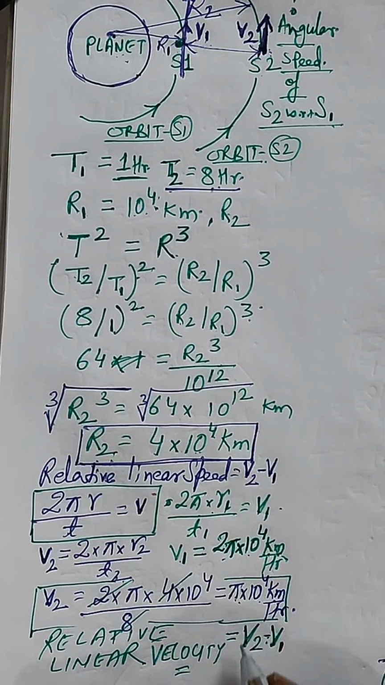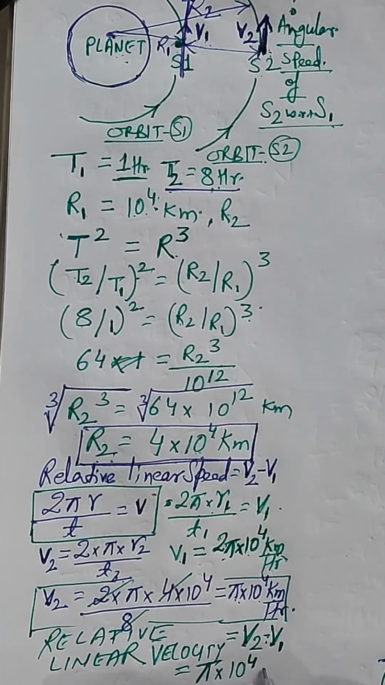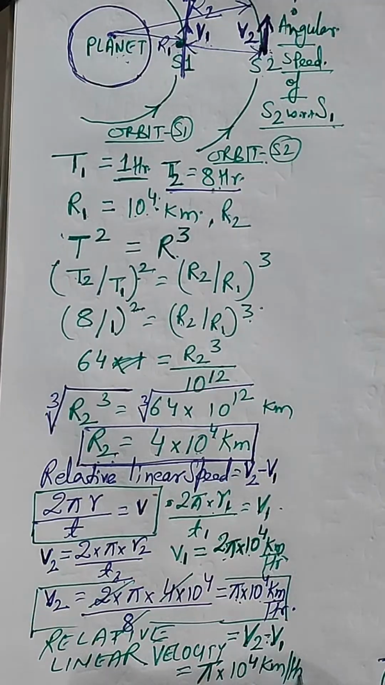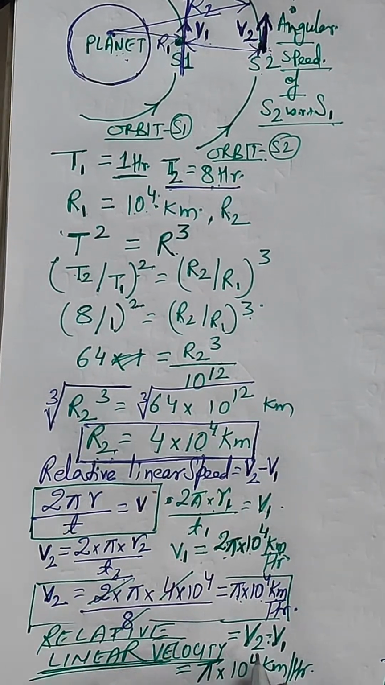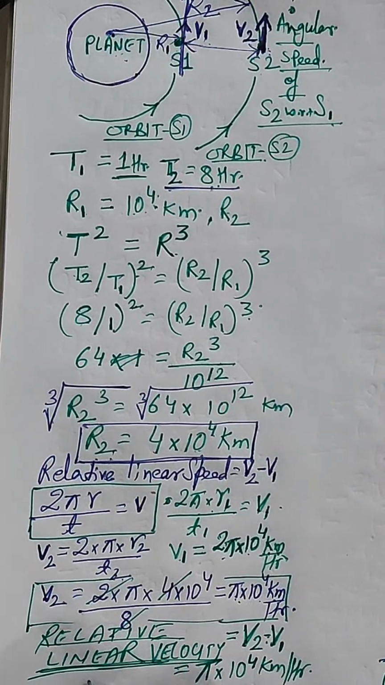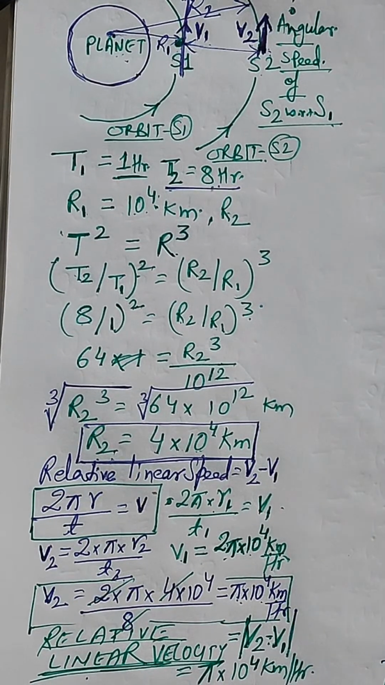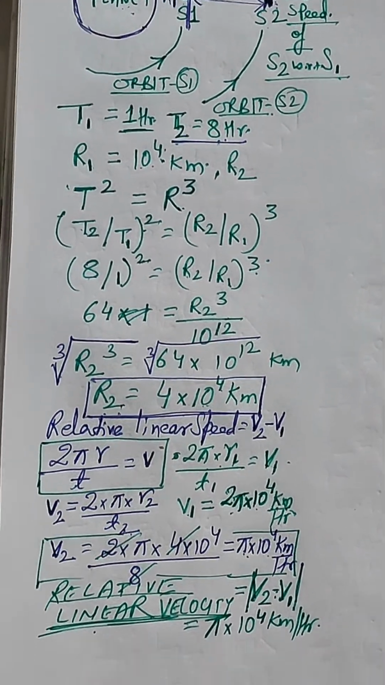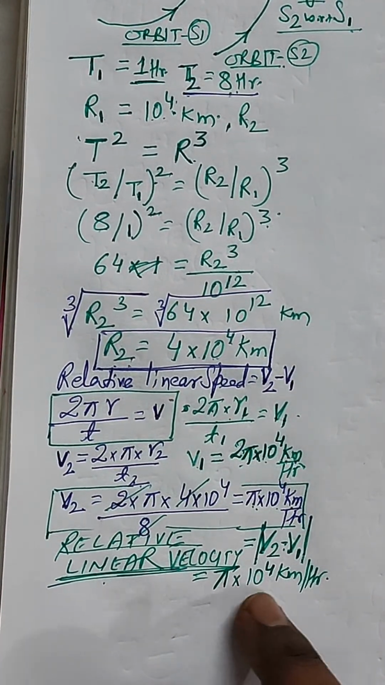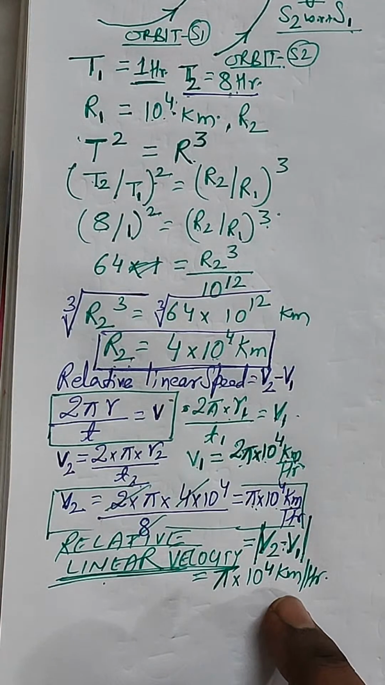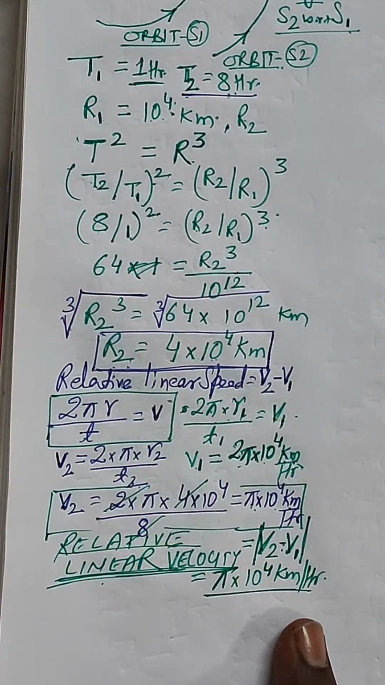2 pi minus pi will be pi. So it will be pi into 10 to the power 4 kilometer per hour. This is the relative linear velocity, that is v1 minus v2 or v2 minus v1. You can take the magnitude of this, right? So this is calculated. So v2 minus v1 is identified, and this is the relative velocity of both the satellites, right? Pi into 10 to the power 4 kilometer per hour, right?